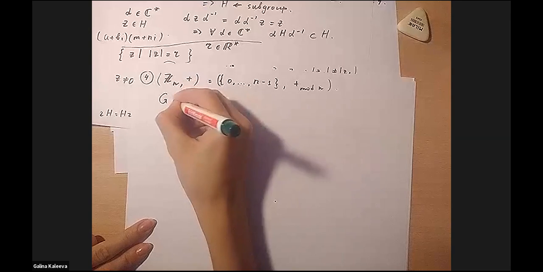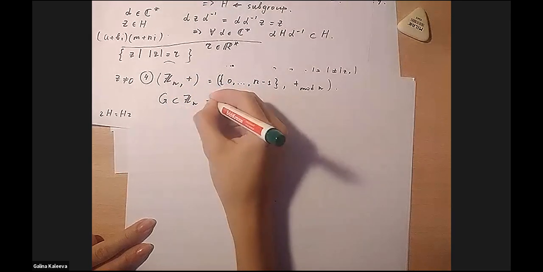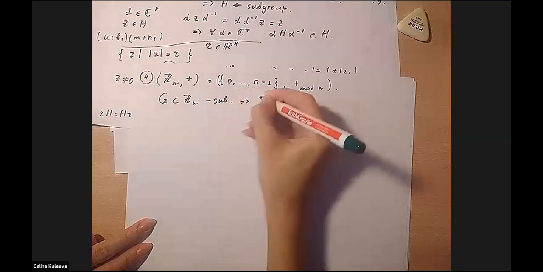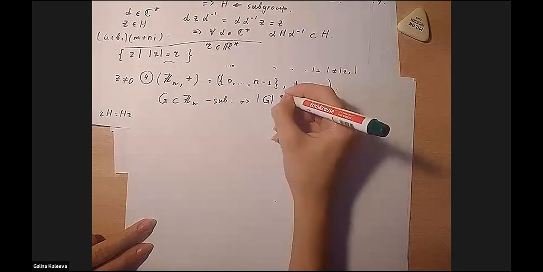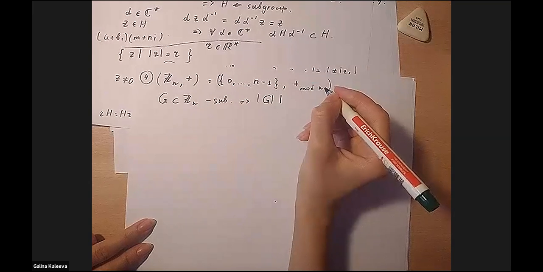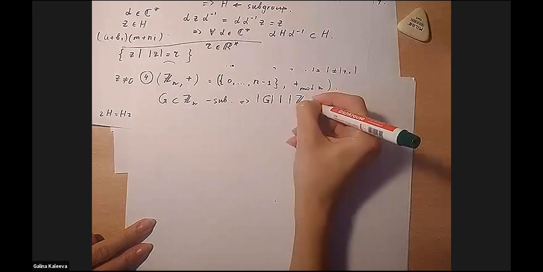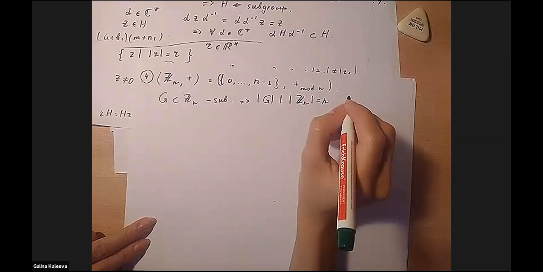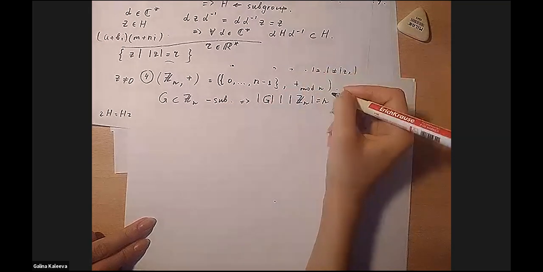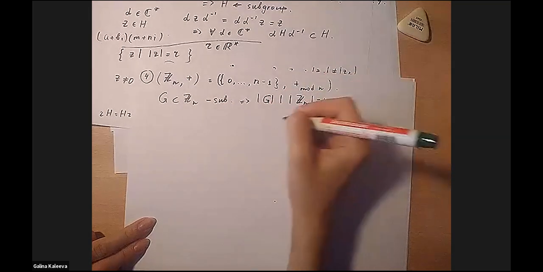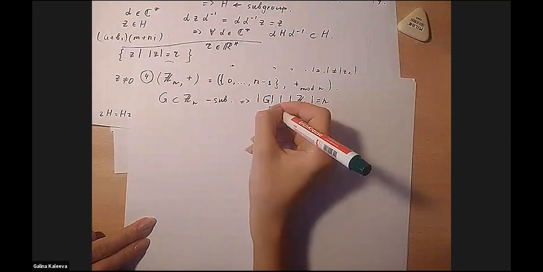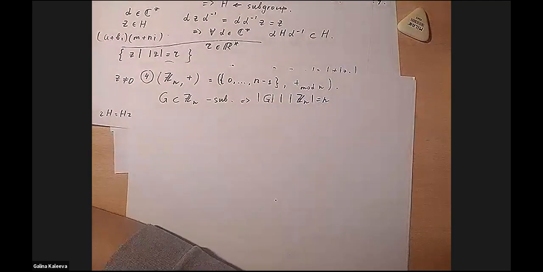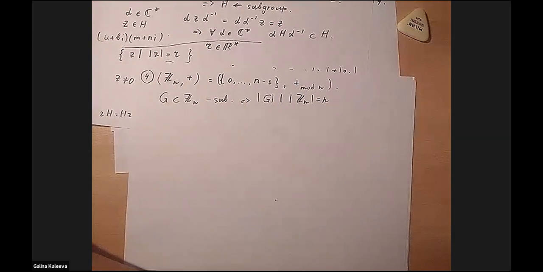Suppose G is a subgroup. Then the number of elements is a divisor of the number of elements in our group, which equals n. So the number of elements in a group is divisible by the number of elements in a subgroup. Okay, it's divisible. Okay, I got it.